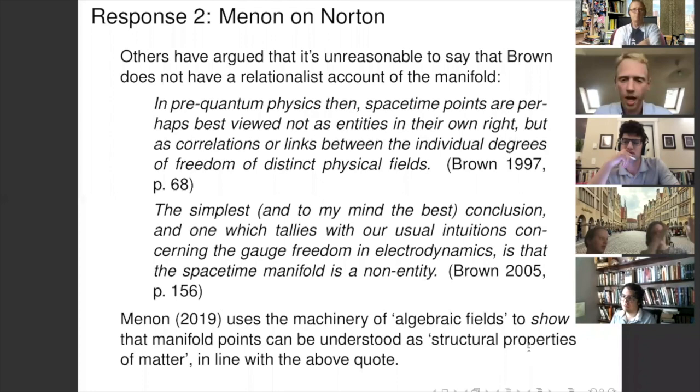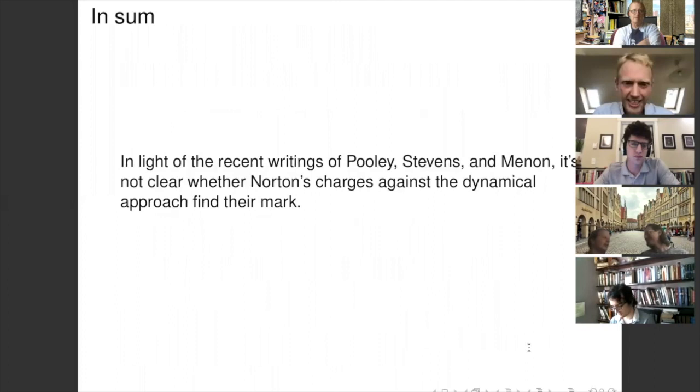And so that would be a more positive reaction to Norton, to say, fair enough, we would really like to get rid of this, but in fact we can do it. So either you say, like Pooley, that was never part of the project, I think that's fair enough, or you say, all right, I'm going to take Norton's challenge by the horns and try and get rid of this thing as well. And it seems like proponents of the dynamical view have made some progress there in recent times. So I guess what I would want to say is that in light of the recent writings of people like Pooley and Stevens and Menon, it's not clear whether Norton's challenges against the dynamical approach actually find their mark.